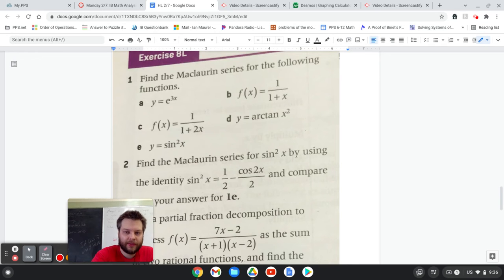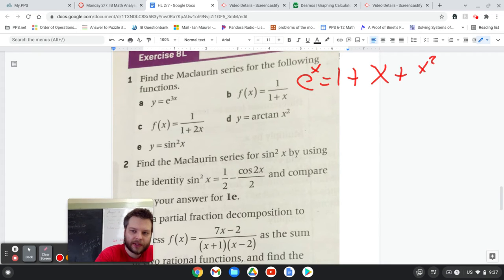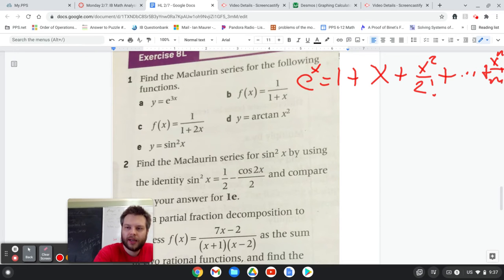We know it's given to us, and this should be on your formula sheet as well, that e to the x is 1 plus x plus x squared over 2 factorial plus dot dot dot. I'm just copying this out of the textbook. Basically, what you've got is x to the nth over n factorial, and you're going on forever and ever and ever. So there should be another ellipsis on the right side there.